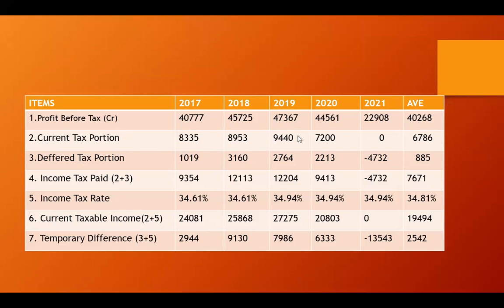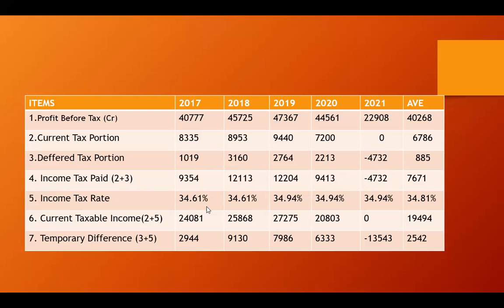Current portion of the tax, 8,335, 893. This is calculated as per the Income Tax Act. In one year, even though the profit is there, the current tax portion is 0. Deferred tax portion 1,109 crores, 1,019 crores, 3,160 crores like this. Here in this case, you see 4,732 crore, 885 is the deferred tax portion. Income tax paid is 2 plus 3. This is the income tax paid.